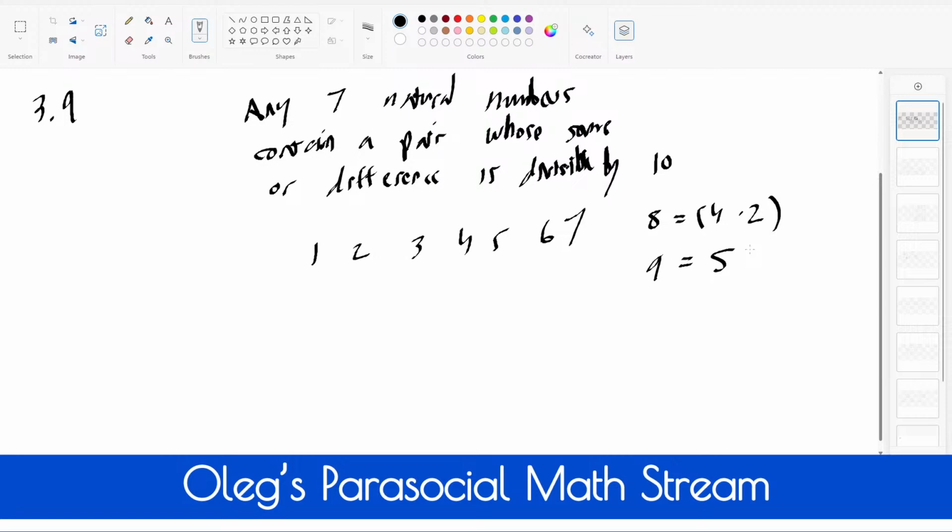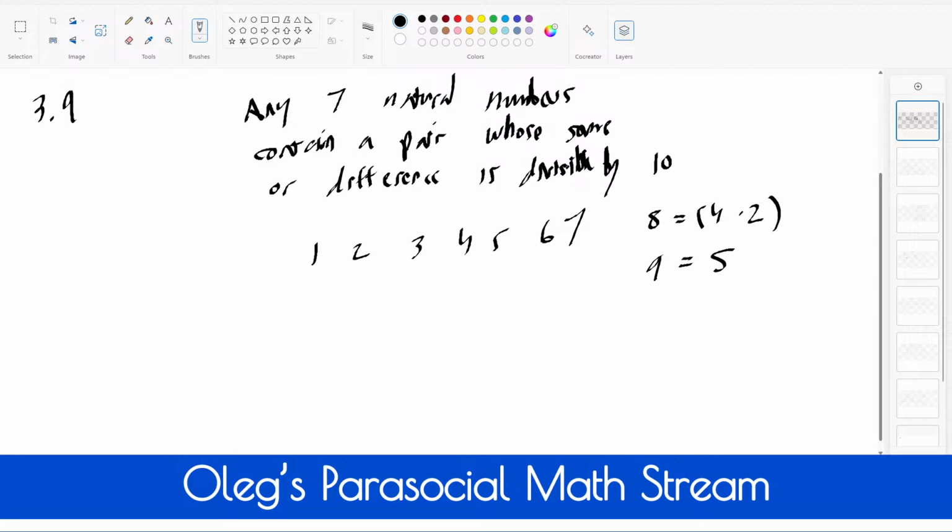So what if it was like the first 7 numbers? Let's see one more time. Prove that any set of 7 distinct natural numbers contains a pair of numbers whose sum or difference is divisible by 10. Right? Well, we can do the sum there and there. That's our sum. Now, what about difference? Yeah, I can't get that to work.